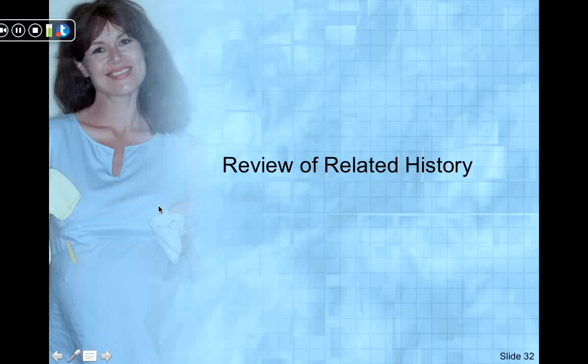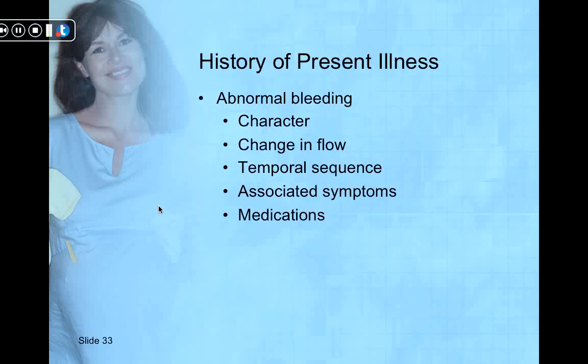Okay, we'll go on to review of the related history. This is probably one of the most important pieces of any part of the physical examination of your patient, including the female genitalia. So, history of present illness. Why are they in your clinic today? Maybe they're having some kind of abnormal bleeding issue. You need to ask them about their bleeding, the character of it.